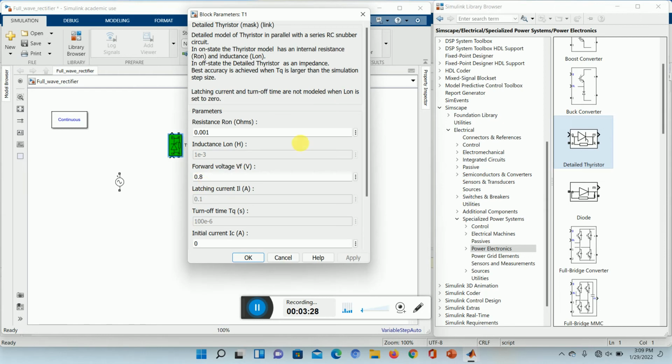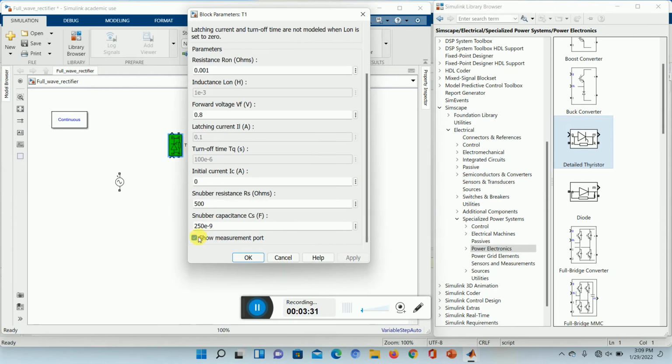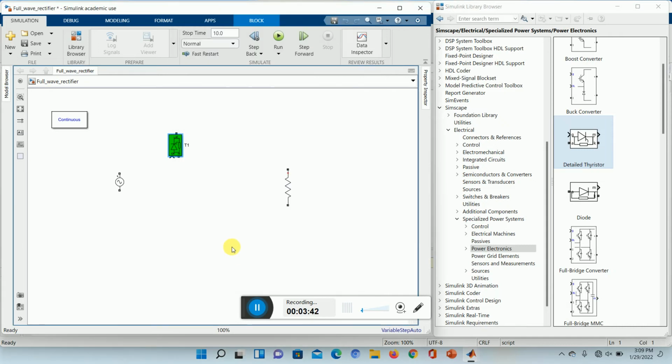Let us double click it. Let's switch this off. I'm not interested to measure the current through and voltage across the switch. So now I have one ready. Control C, Control V, Control C, Control V, Control C. So 4 thyristors are now ready.